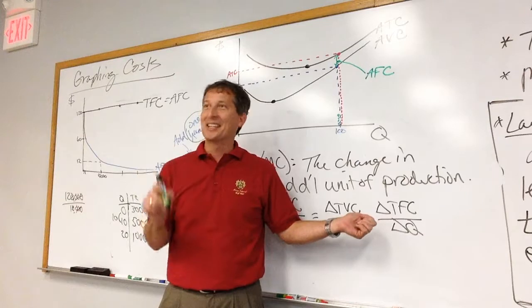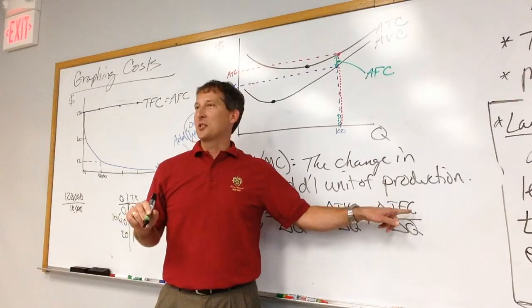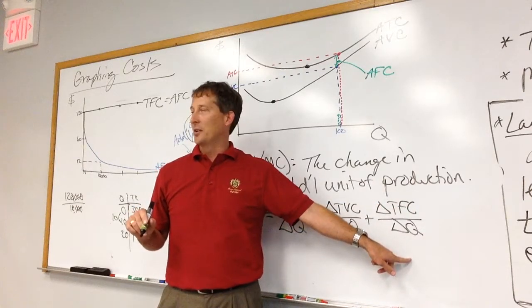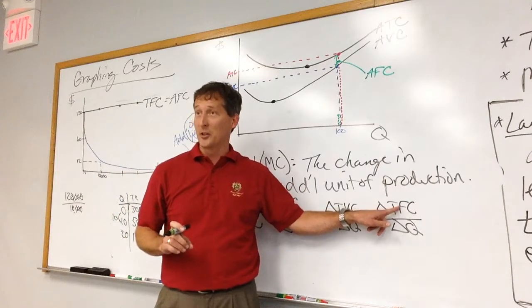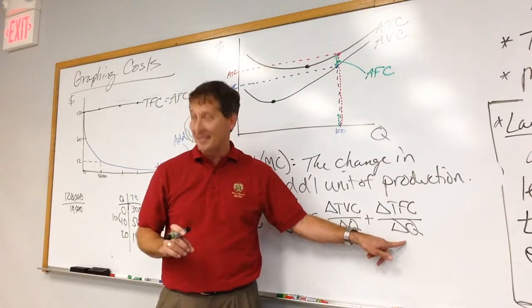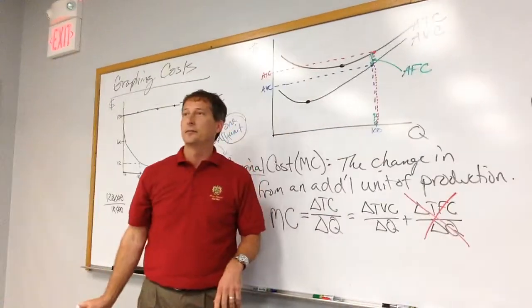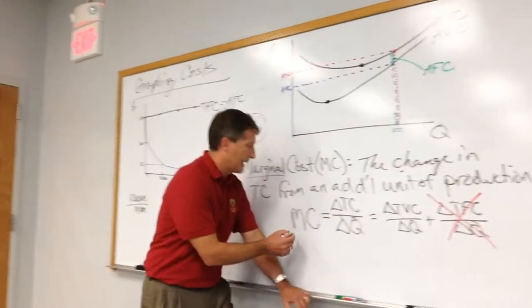I'll give you one hint, and then you can jump in if you want. How much does total fixed cost change by when I add another unit sold? 0. So what is this number? 0. 0 divided by some number is 0. This whole thing disappears. So to simplify this, it gives us an important thing that I do want you to know.